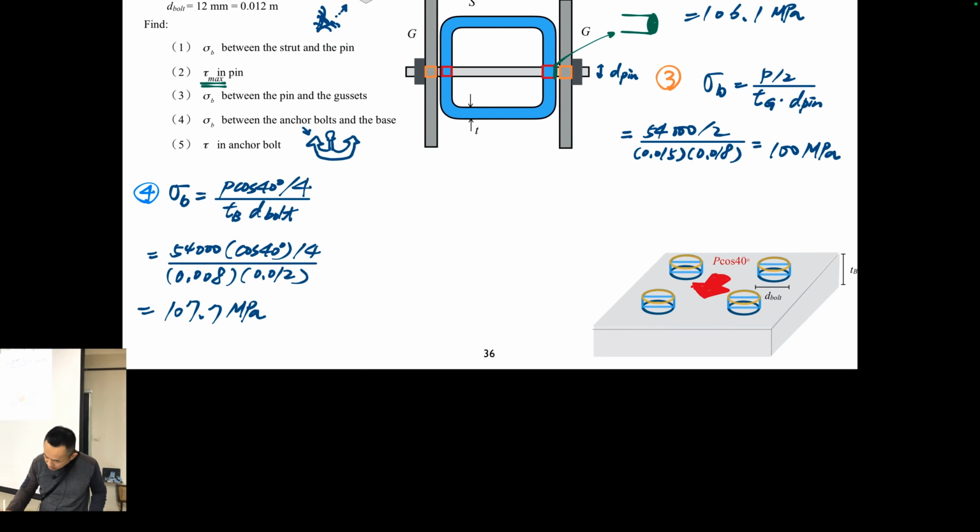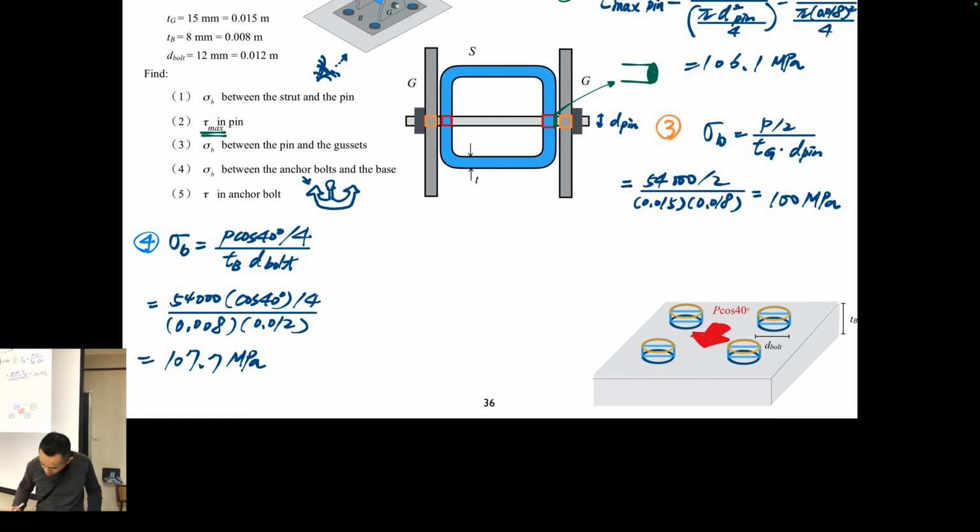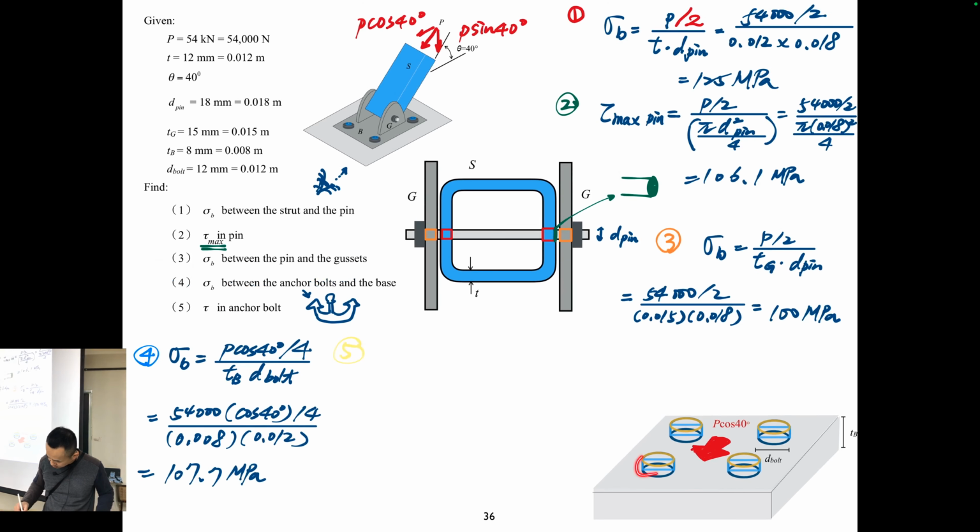Fifth one is, well, yellow. So this is the fifth, a little bit light color. The fifth is tau in the anchor bolt. Because you have the bearing stress here, you must have the force. Try to cut it. P cosine 40 degrees. Cut it. And we are going to use these 4 yellow circle areas, because this area is parallel to the force.